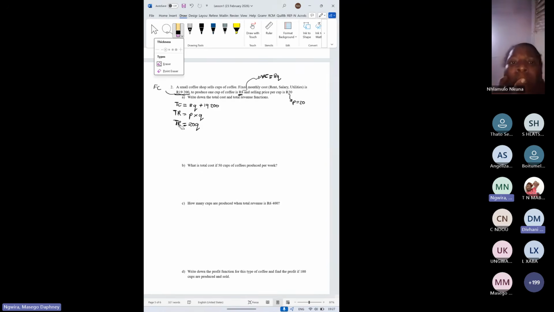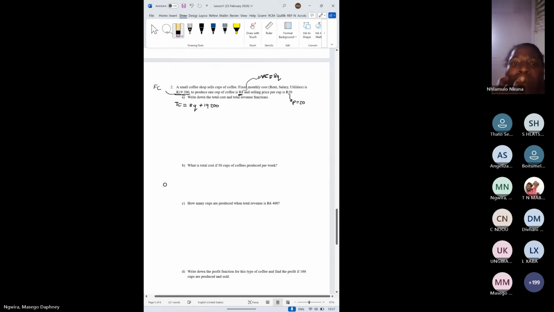The 20 is the selling price. So total revenue is equal to price per unit. That's your selling price. Price per unit is your selling price. Production, it's this one. Remember, I'm just using my own example.